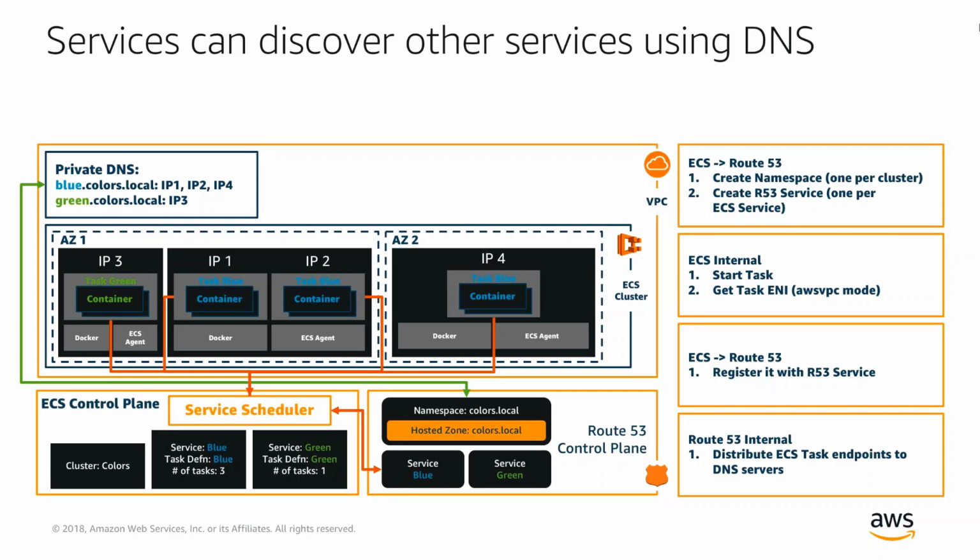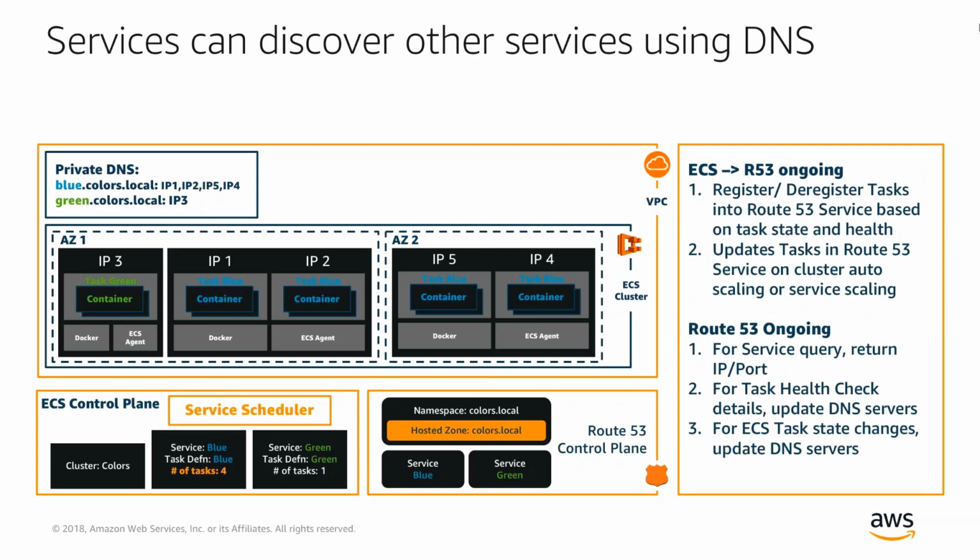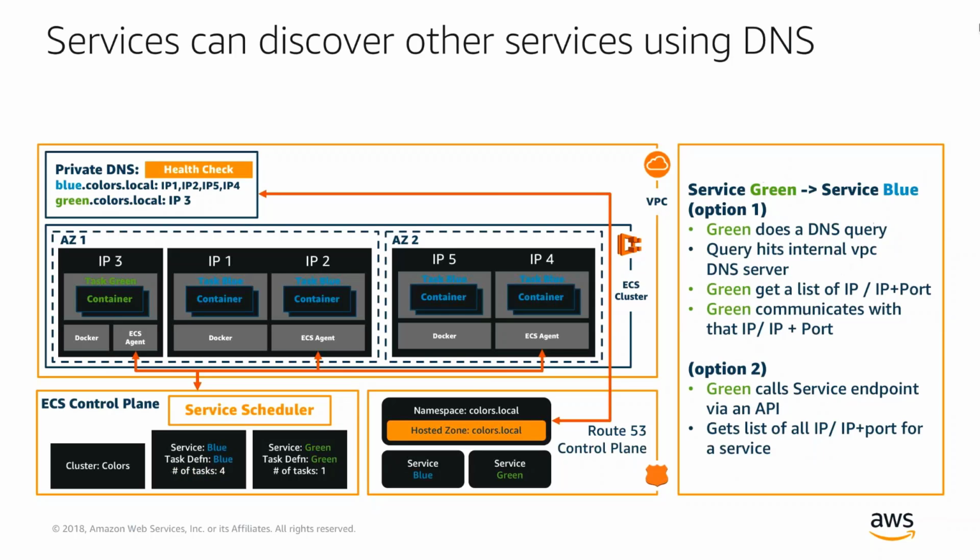Now, as I scale up, this continues to be true. So here I've added another blue task container to that AZ2 instance. And once again, it gets registered by ECS, and Route 53 takes that updated IP address, that additional IP address, and adds it to the blue.colors.local private DNS endpoint.